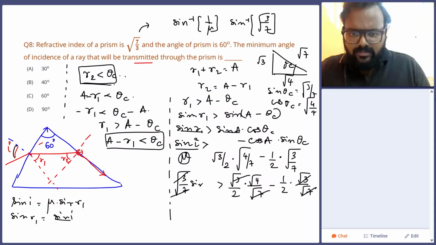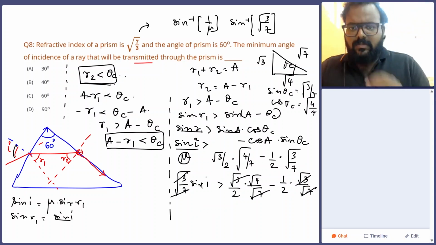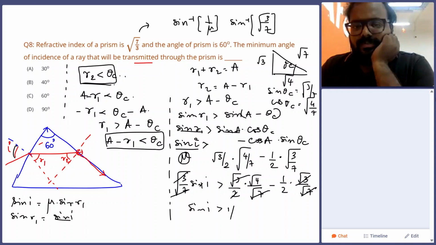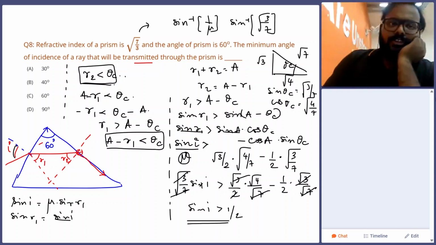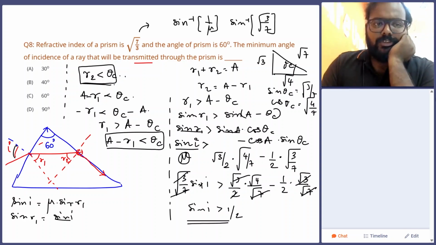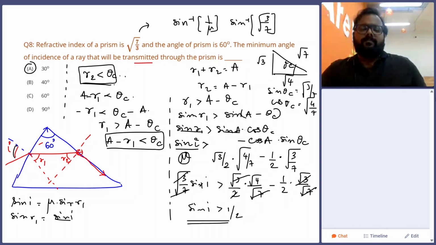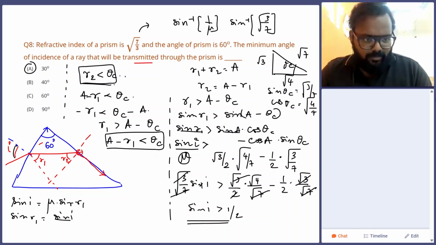So sine I must be greater than, so root 4 is 2, 2 by 2 is 1, and it will just be half. That's it. So it is 30 degrees. Okay, that's it. It's a good problem.